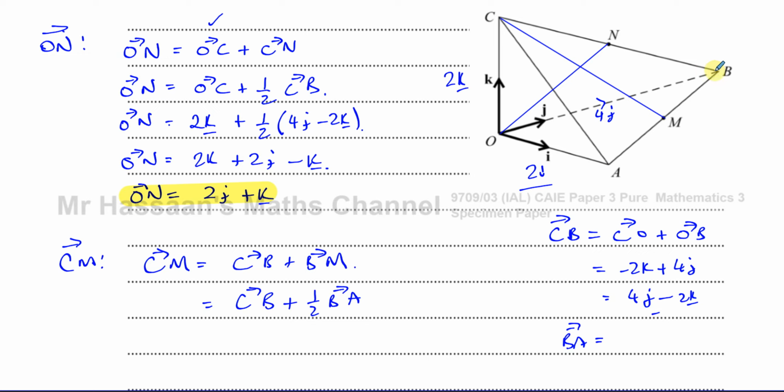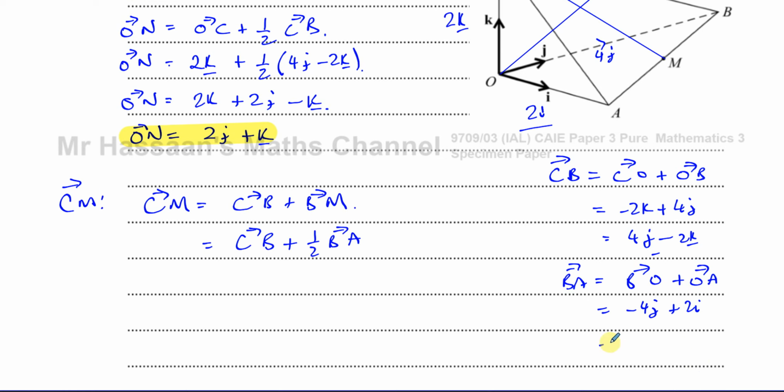B to A. You're going to go from B to O and then from O to A. That's probably the easiest way. From B to O plus O to A. So B to O is minus 4J and O to A is plus 2I, sorry, plus 2I. Minus 4J plus 2I. So we can say it's 2I minus 4J, and write it in order, 2I minus 4J.